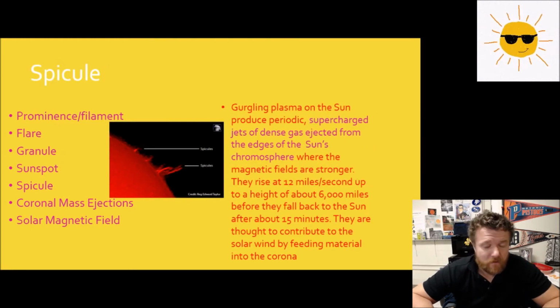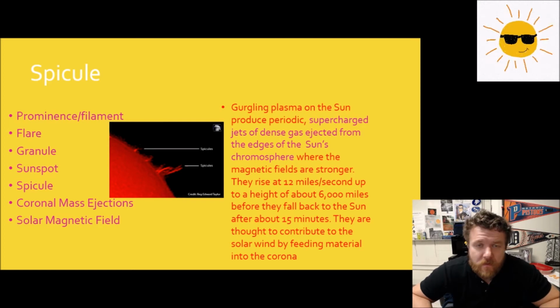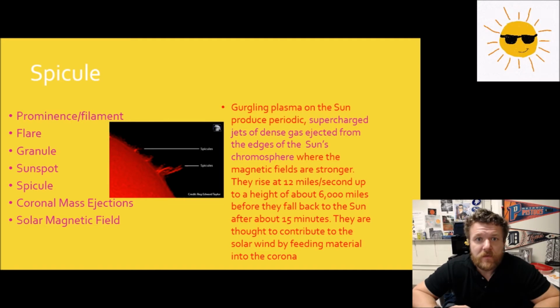The next word is a spicule. These are like, the sun has a flamethrower. It basically shoots a jet of superheated plasma straight out into space. This flamethrower shoots superheated plasma out at about 40,000 miles an hour. They get about 6,000, 7,000 miles out into space. So these are huge, huge gas jets being shot out from the surface of the sun. Where does that material go? Most of it turns into the solar wind, which we're going to get to later.